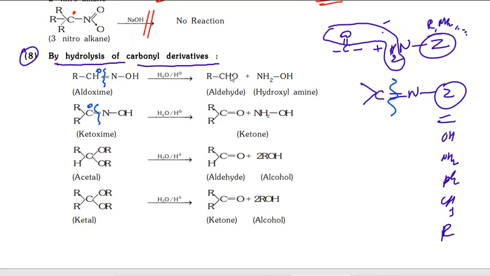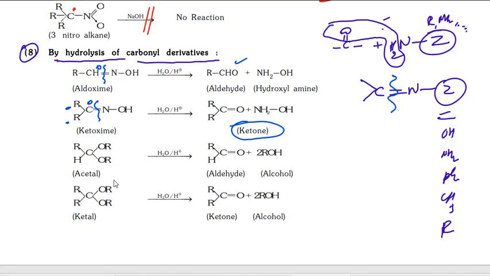Okay, so you are getting aldehydes and ketones like this. That depends on these groups. If two alkyl groups are there, obviously you will get a ketone. If one hydrogen is there, then obviously you will get an aldehyde. Next, one more here: acetal and ketal.